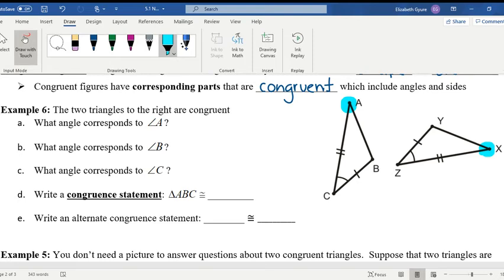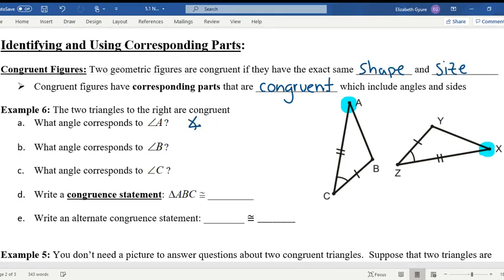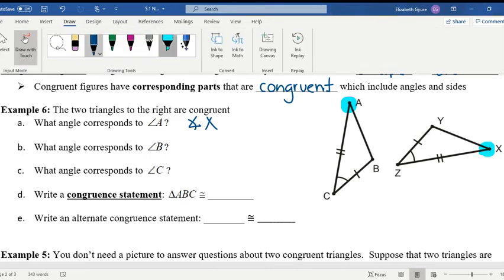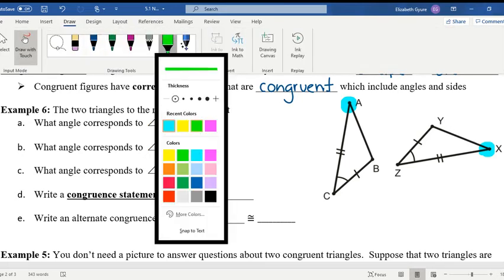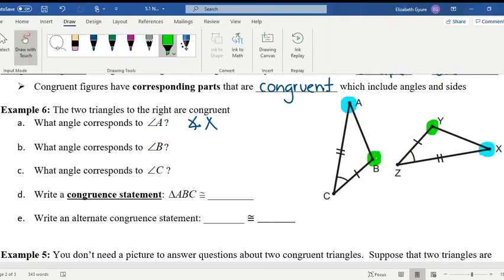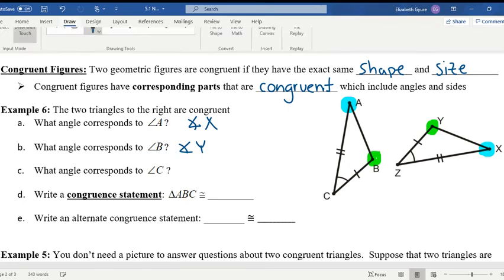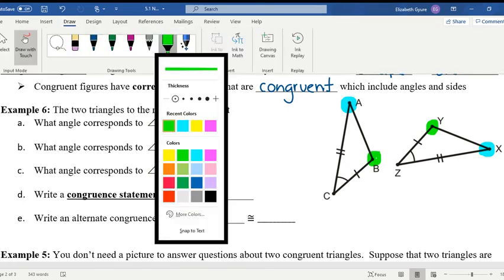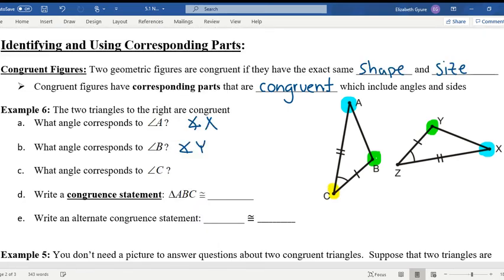So angle A is going to have to go with angle X. They would be congruent to each other. They're going to have the same measure. So then continuing with that, somebody else, B would have to go with what? Yeah, B would have to go with Y. And then that leaves angle C with Charlie, Z.